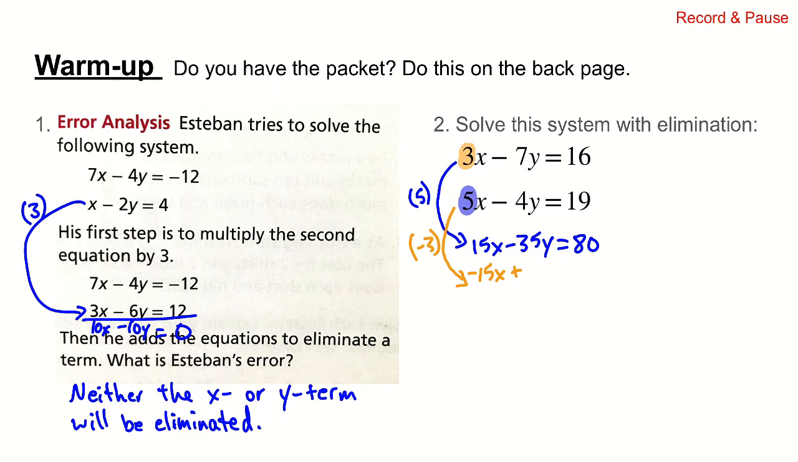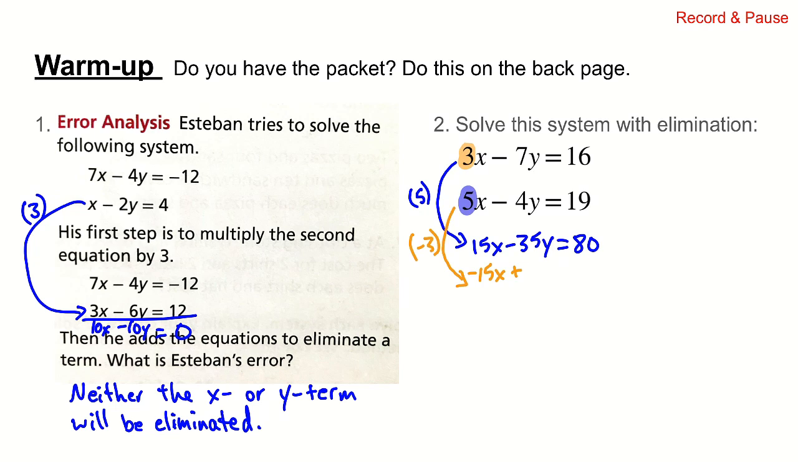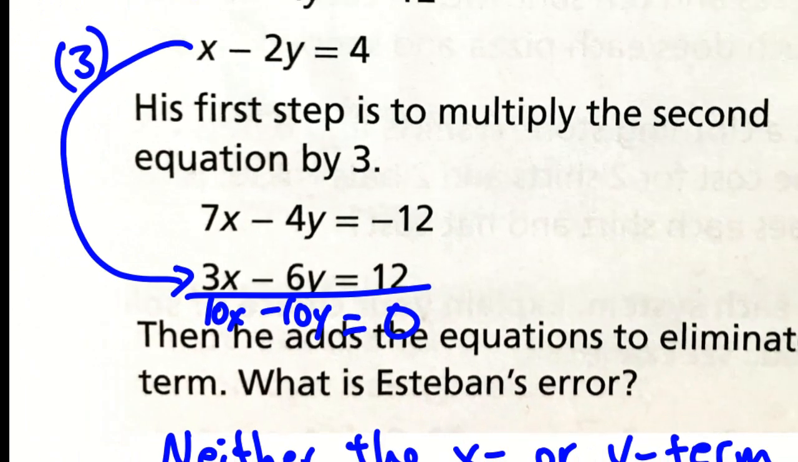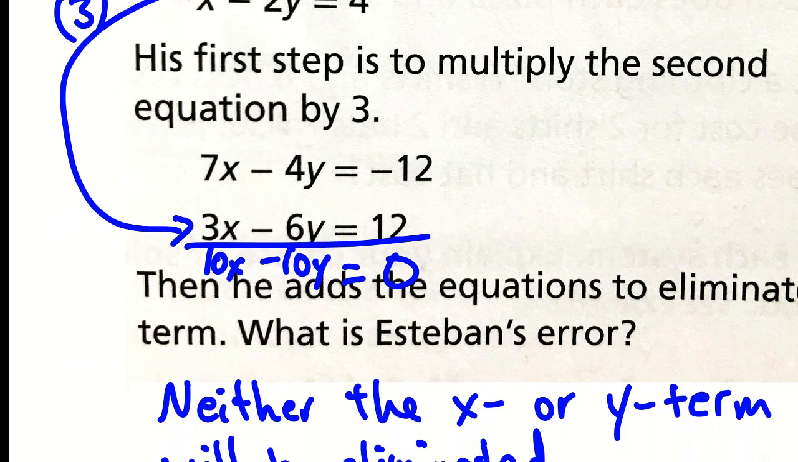On the first question here, the error analysis, what we decided was that he did not multiply either equation by anything to eliminate a term, neither the x nor the y term. He multiplied the second equation by 3, and he got 3x minus 6y equals 12. That's great, but now he can either add or subtract, but neither one is going to eliminate a term. So that was his error.